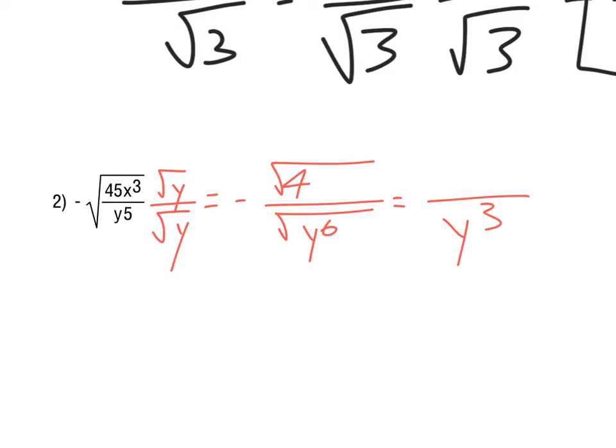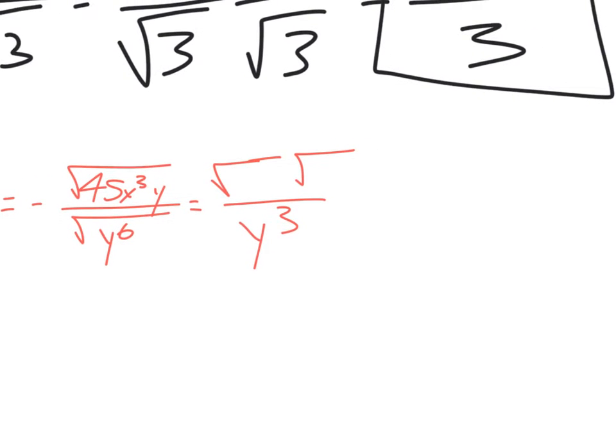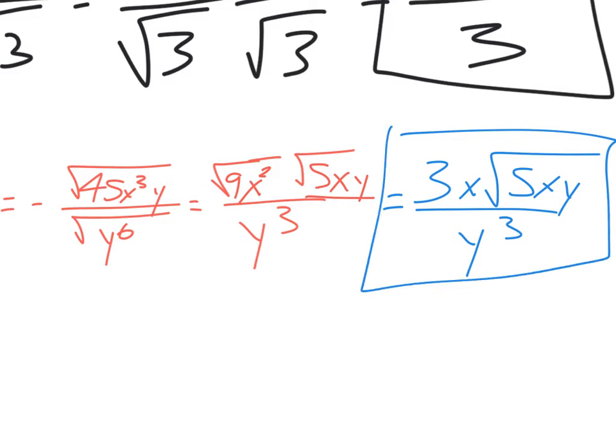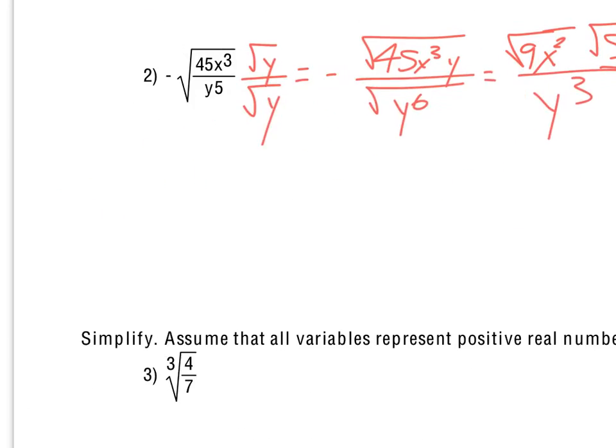Now we still have to deal with the numerator, 45x cubed y, and then we can split that up and simplify that as well. So the 45 would split up as, let's see, a 9 and a 5. The x cubed we could split as an x squared and an x, and there's not enough y's there to square root any. So we end up with the square root of 9x squared is 3x. We have that square root of 5xy, and we've got that y cubed there. So that's what we're looking at for number 2.